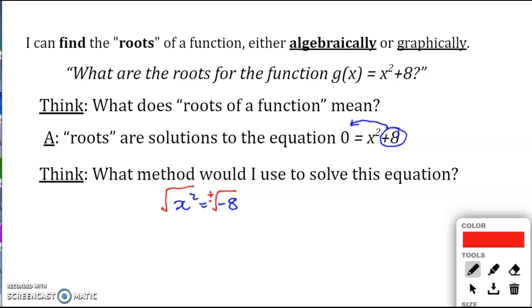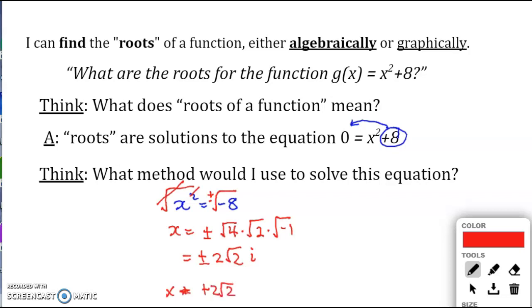So then here, the x squared and the square root cancel out, and you're left with x is equal to plus or minus, what is square root of negative 8? I can break up the negative 8 as square root of 4 times square root of 2 times square root of negative 1. Which means this is going to be plus or minus, square root of 4 is 2, root 2, and square root of negative 1 is just i. So my two solutions are x could be positive 2 root 2 i, and x could be negative 2 root 2 i.